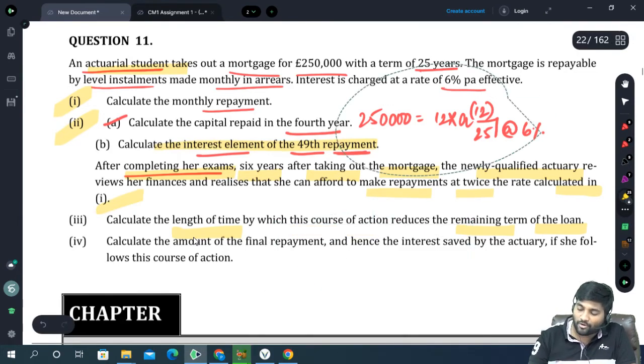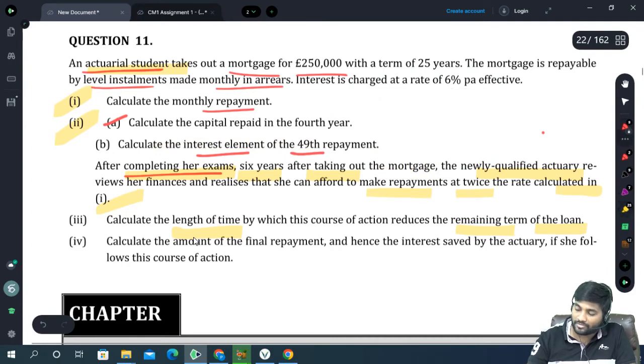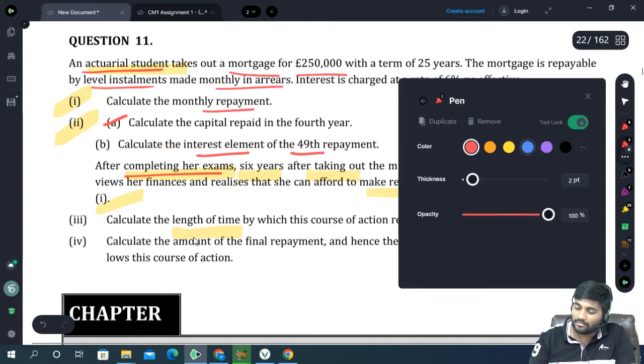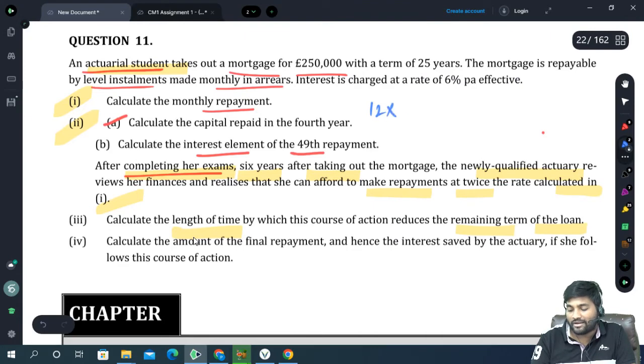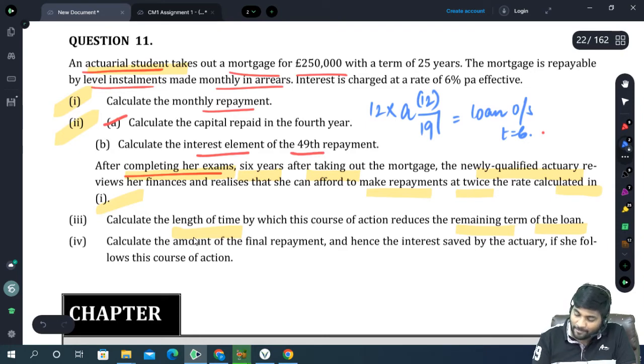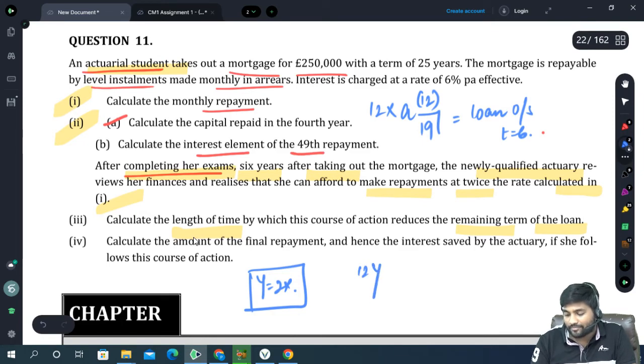Firstly, we are going to calculate: out of 25 years, 6 years are gone. Yes or no? So 12x a_19 is equal to the loan outstanding at time 6. Then let y be equal to 2x. Clear? So basically now we are paying at the rate of y. So 12y a_n is equal to the loan outstanding at time 6.